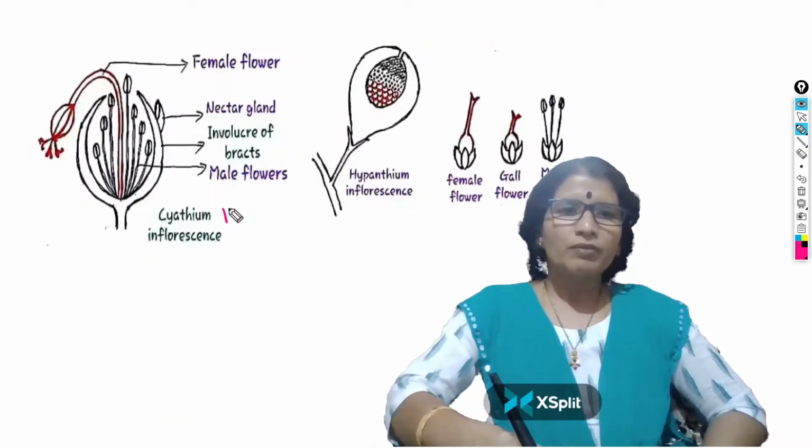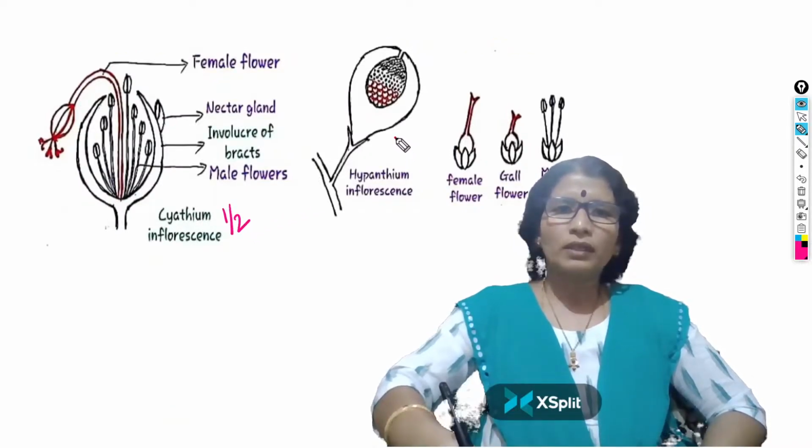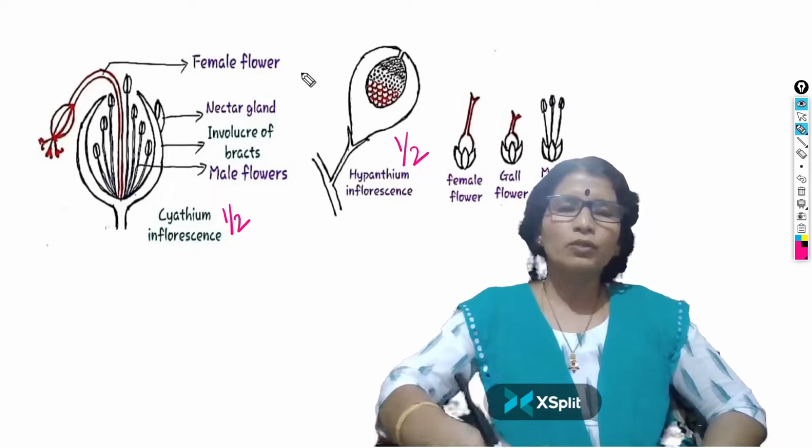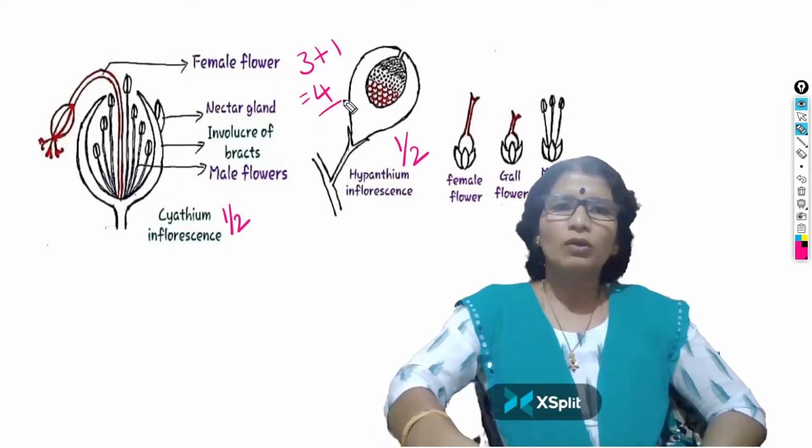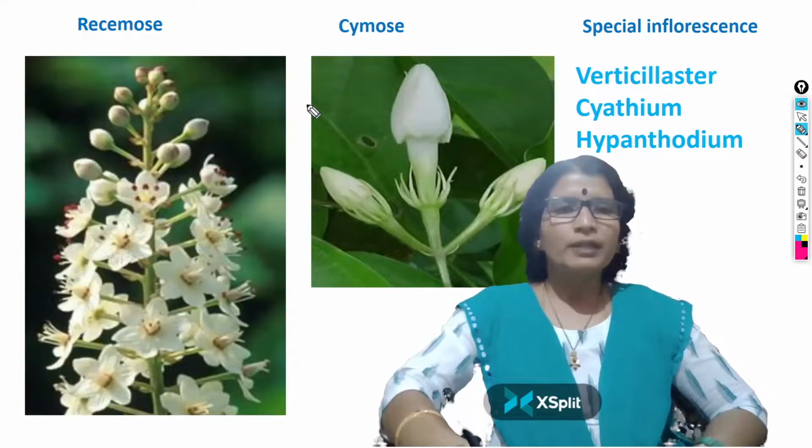If you draw the diagram of cyathium, half mark. And if you draw the diagram of hypanthodium, half mark. So total for the description 3 marks and diagrams 1 mark. So total 4 marks will be given. Now I explain the topic.